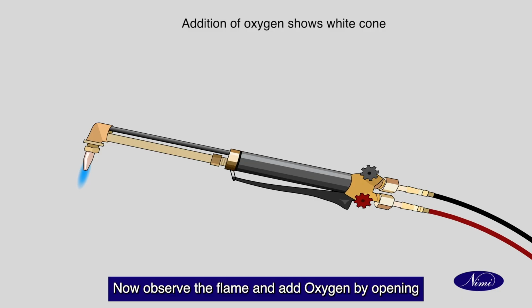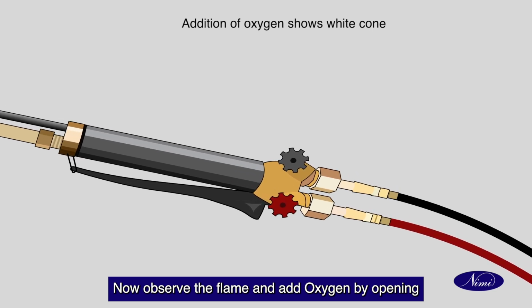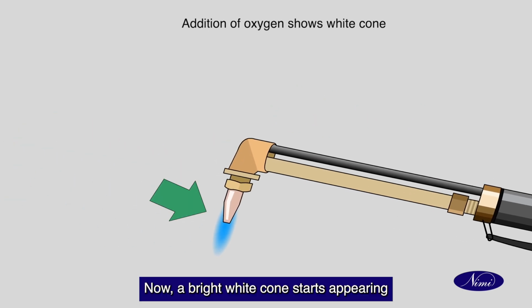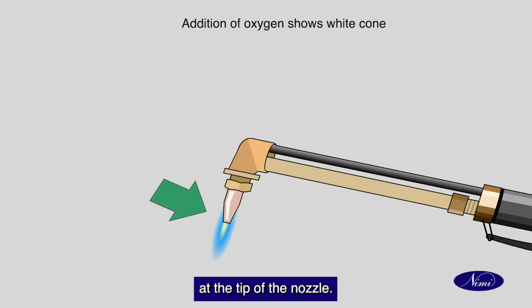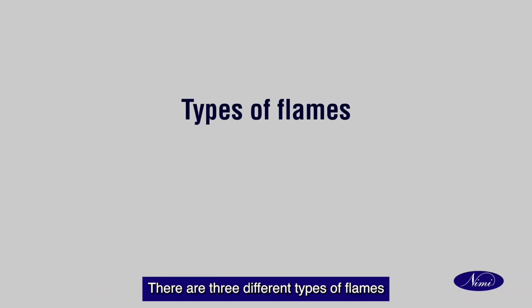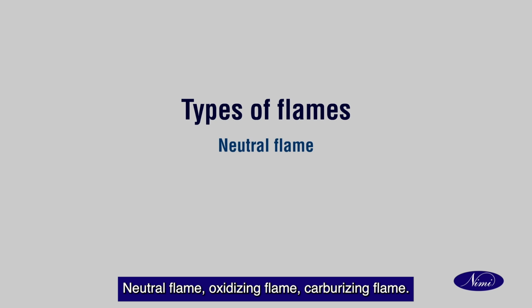Now, observe the flame and add oxygen by opening the oxygen control valve of the blowpipe. Now, a bright white cone starts appearing at the tip of the nozzle. There are 3 different types of flames based on the ratio of oxygen with acetylene: neutral flame, oxidizing flame, carburizing flame.